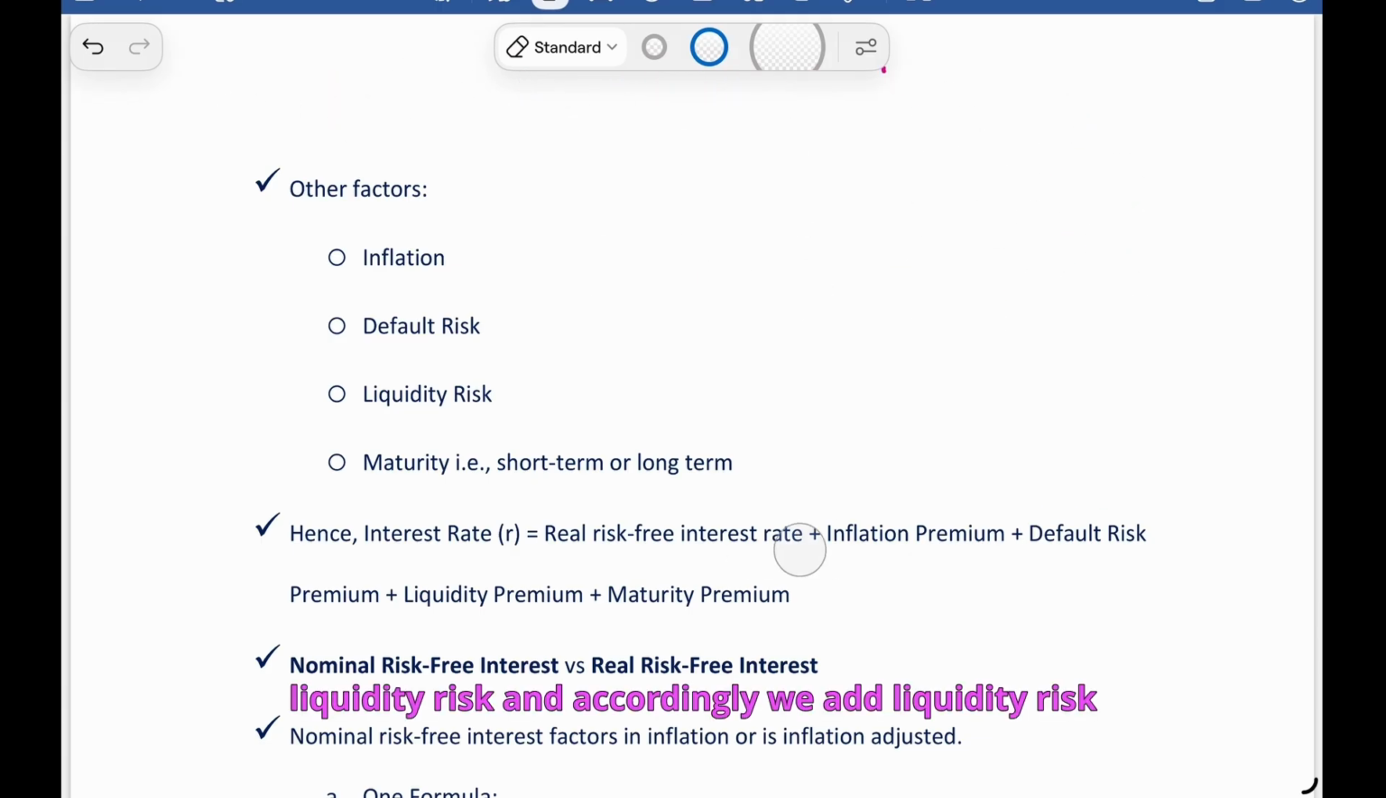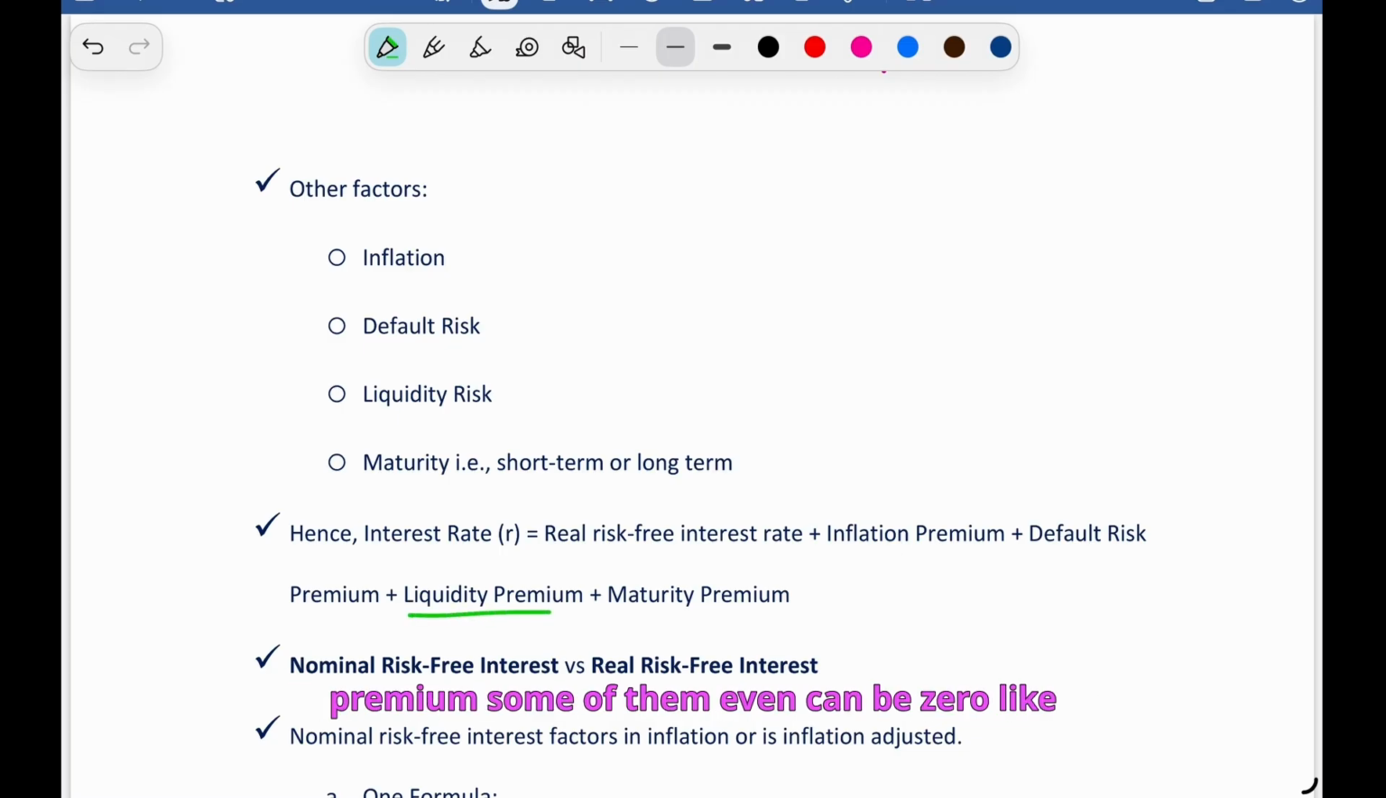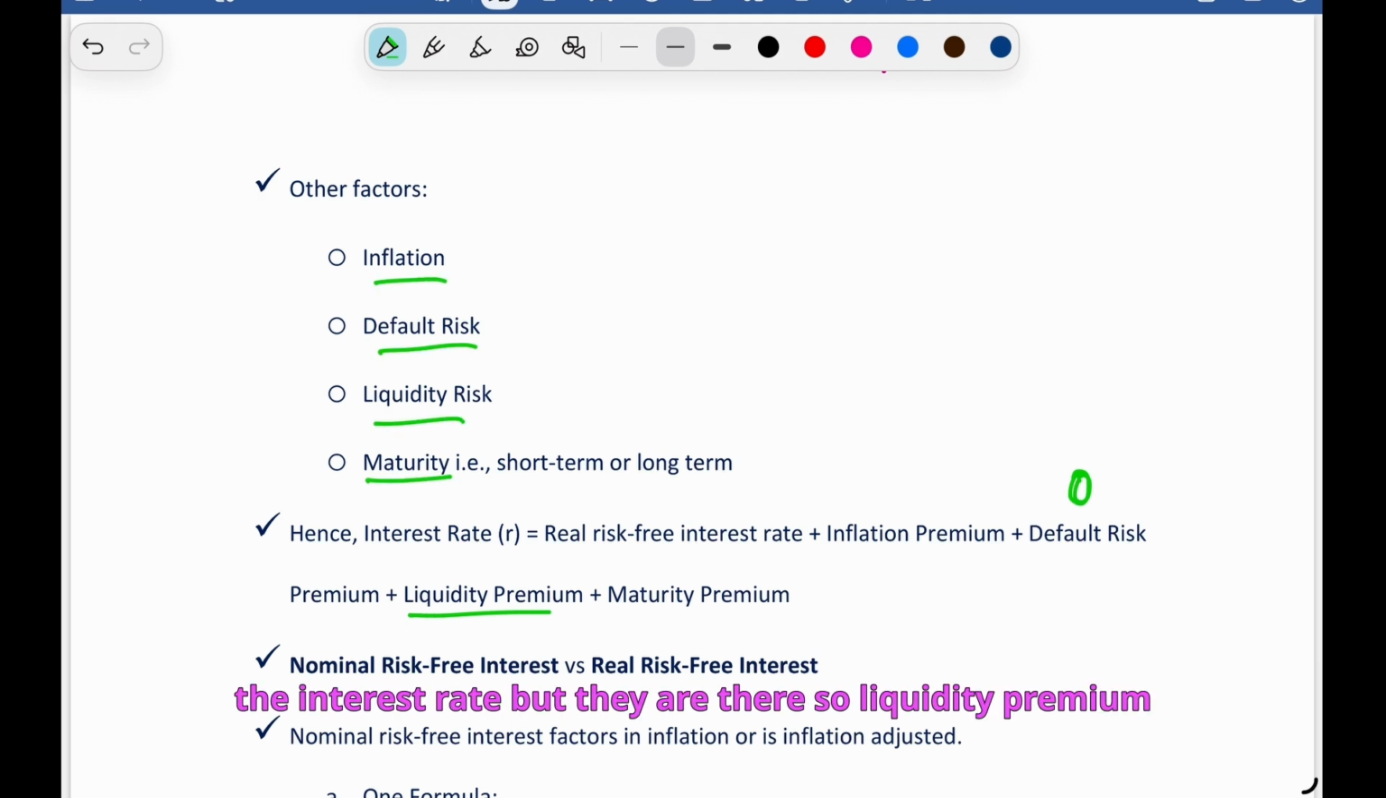Liquidity risk, and accordingly we add a liquidity risk premium. Some of them can even be zero, like default risk can be zero. Suppose you are giving a loan to the government, then this default risk might be, say, zero. So it is not necessary that all of these factors will be considered to determine the interest rate, but they are there. So liquidity premium is like how liquid your investment is.